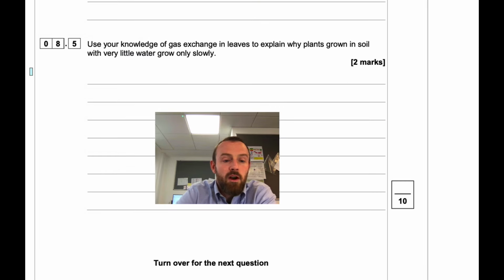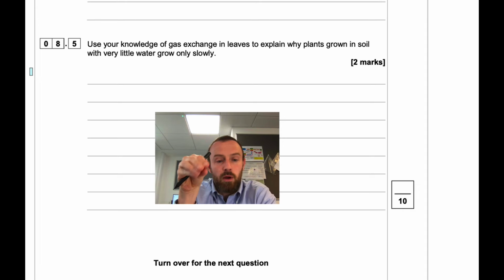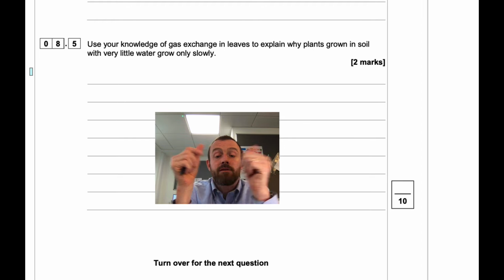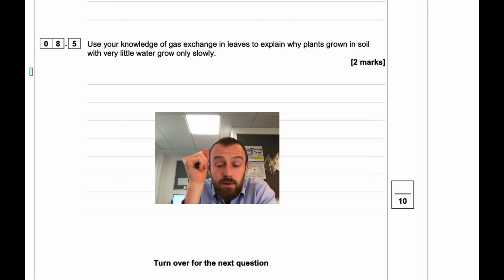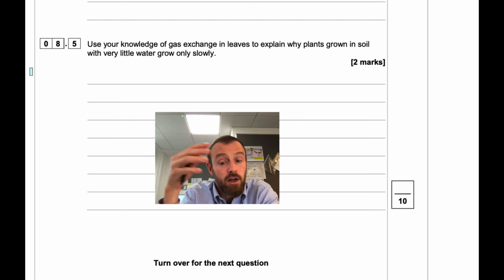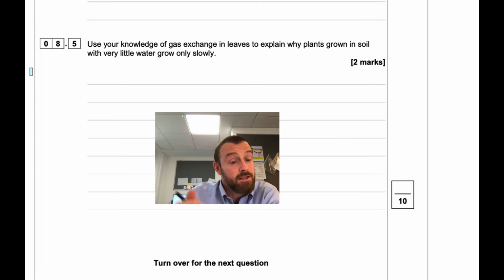Okay, 8.5. Use your knowledge of gas exchange in leaves to explain why plants grown in soil with very little water grow only very slowly. So you need to remember that xerophytic plants have much fewer stomata than non-xerophytic plants, which means that they have less ability to take in carbon dioxide and therefore less ability to produce their own glucose and carbohydrates. So they're going to grow less quickly because they have a lower rate of photosynthesis.